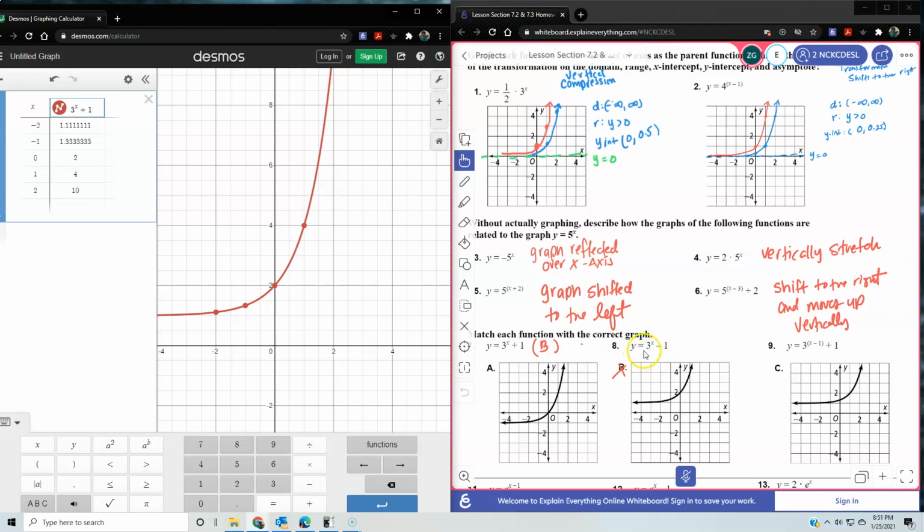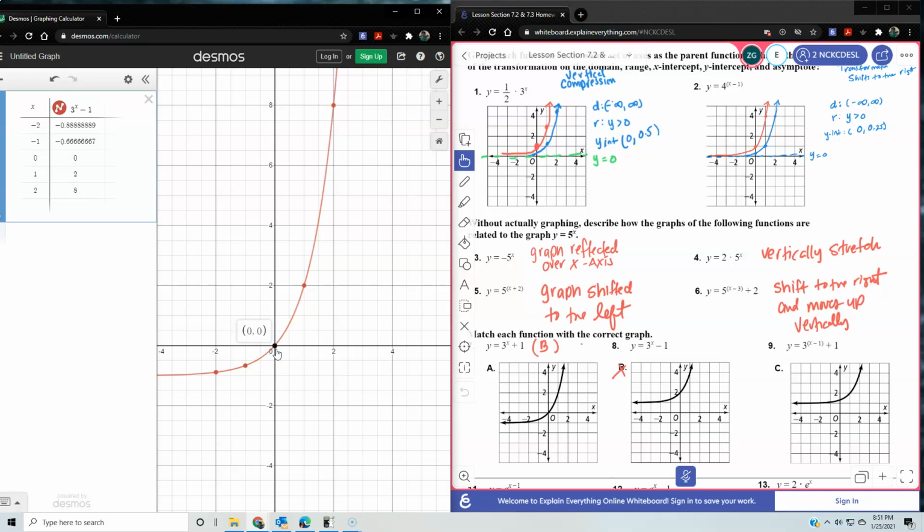So now we have 3 to the power x minus 1. So minus 1 is going to bring the graph down 1. So you're going to see that here. It brings it down, and it actually goes through 0 because that's the y-intercept. You see that there. So your answer for number 8 is A.